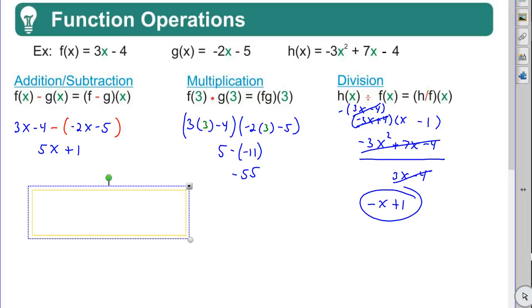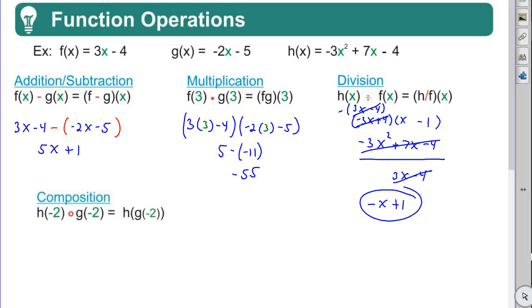All right, the last operation is composition. And the format here, you can use a raised circle, but I really like this format because that's really what's going on. And what this format is really trying to illustrate is the whole value of the g function goes in as the independent variable for the h function. Now this one's a little easier because we have a number. I'm doing g of negative 2.